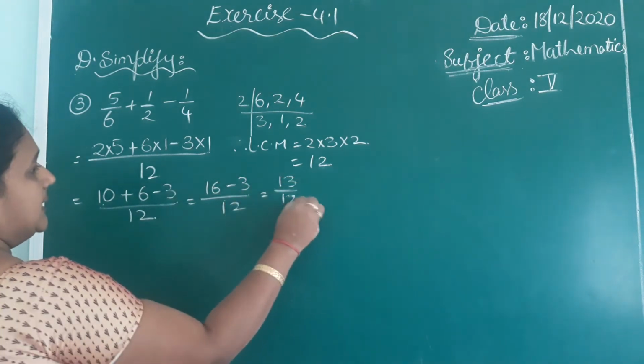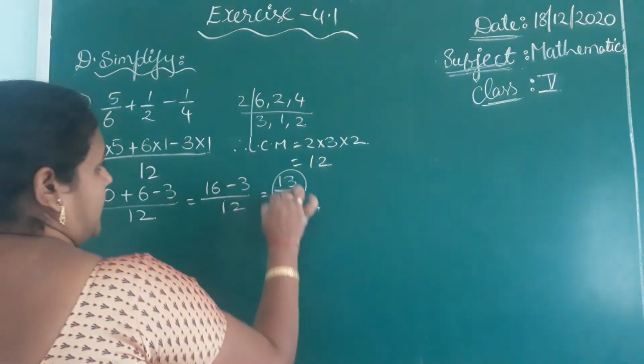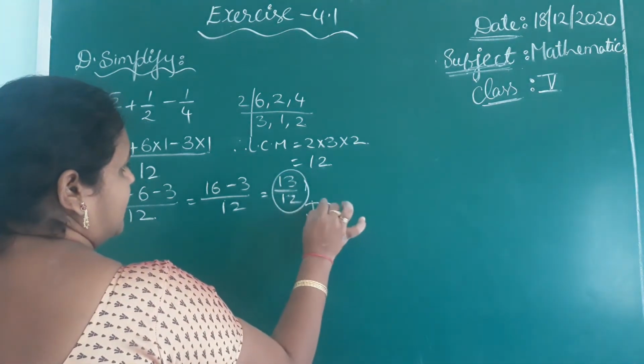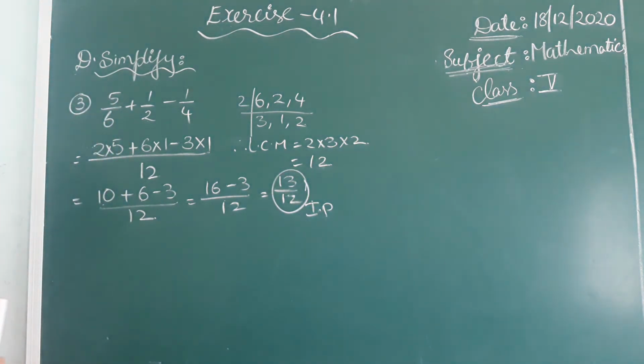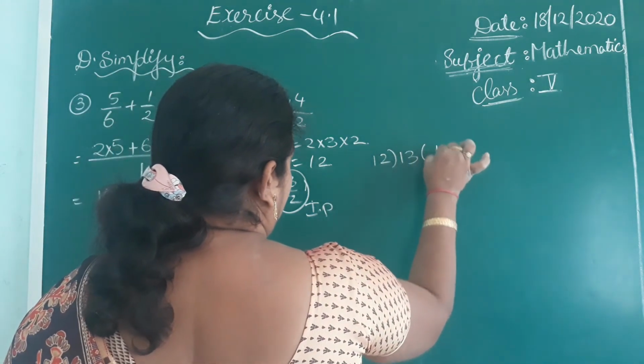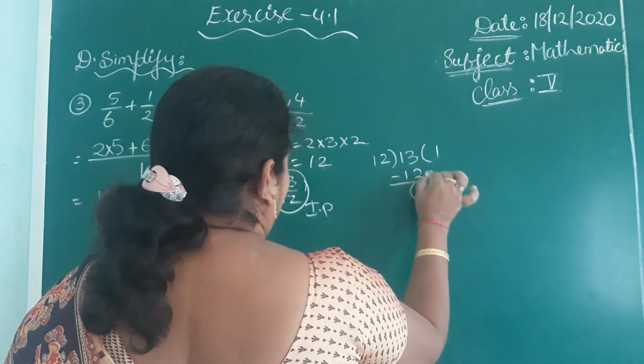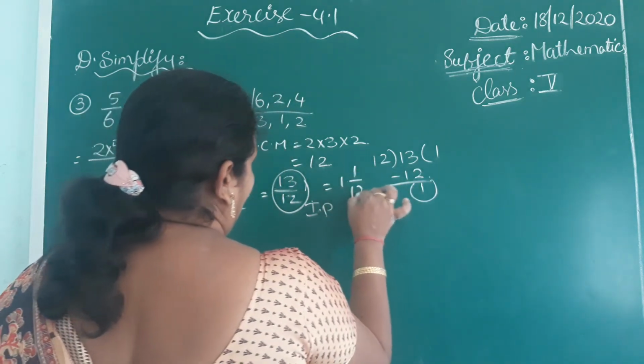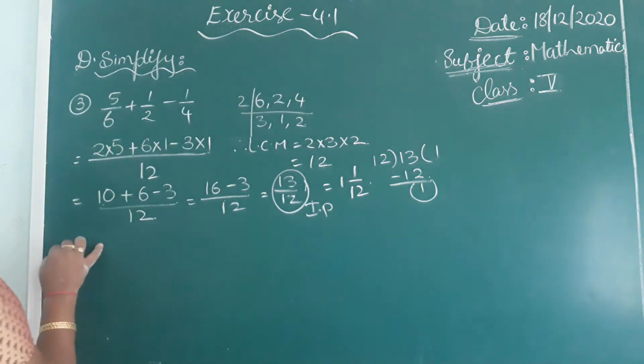13 by 12. It is an improper fraction. What type of fraction is it? It is an improper fraction. Immediately you have to convert it into a mixed fraction. So 12 divides 13: 12 ones are 12, remainder 1. So 1 and 1 by 12. See the fourth one.